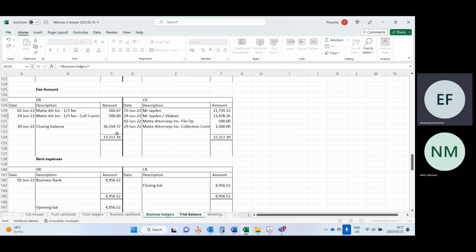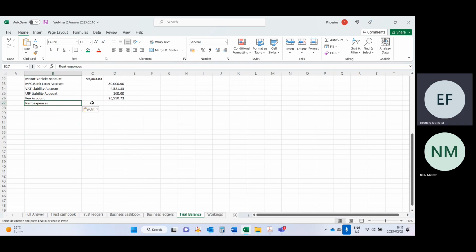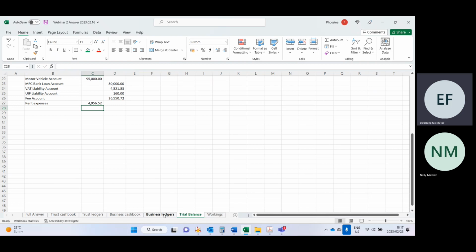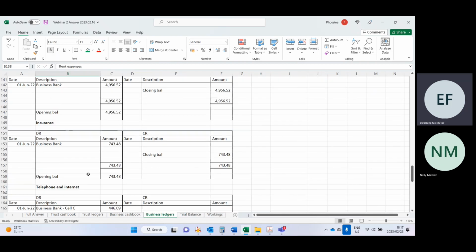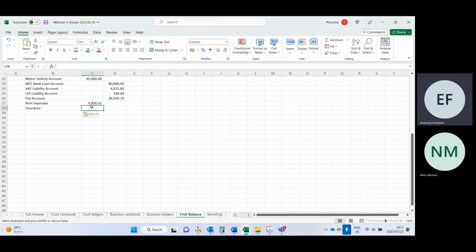So our fee account always has a credit balance. Fees on the credit, expenses on the debit. Our rent account: you also need to balance it off, just like the balances that we did. Remember, I told you it should become cumulative from the opening balances. Always cumulative until the year is finished.